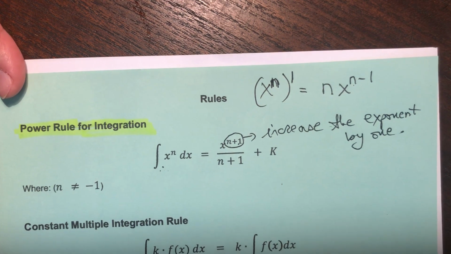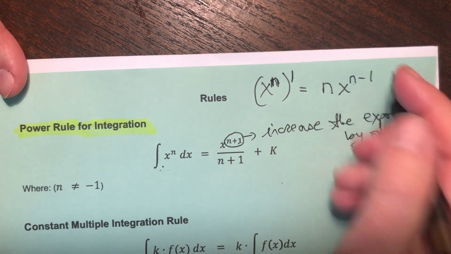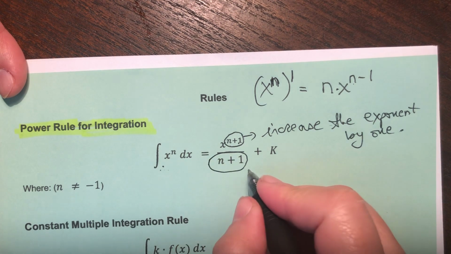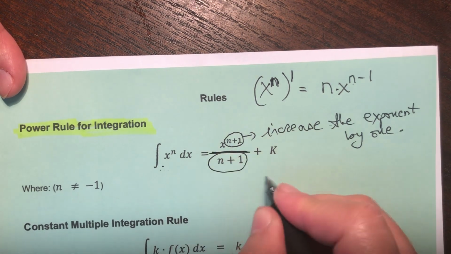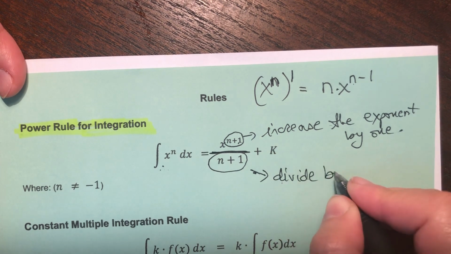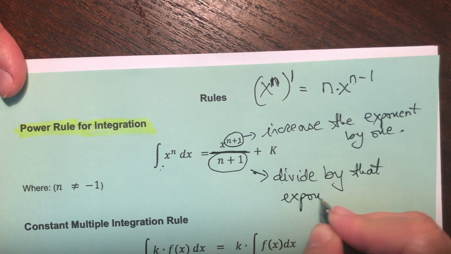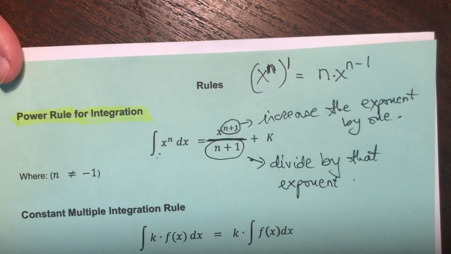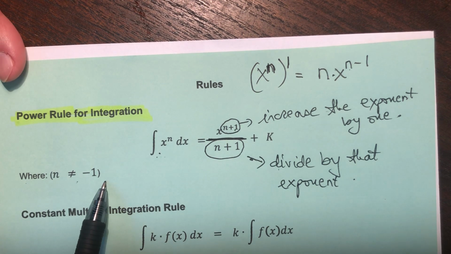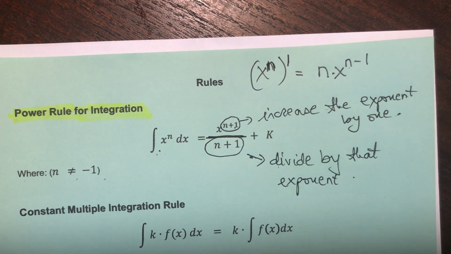And instead of multiplying by that exponent, I have to divide by that exponent. Okay, now I put here where n cannot equal -1. It turns out that's something that we're going to have to pay attention to.